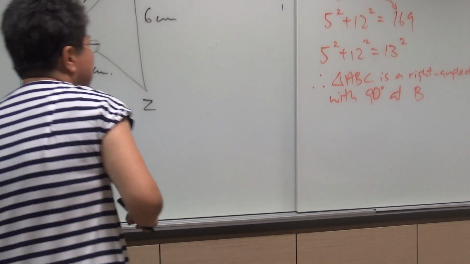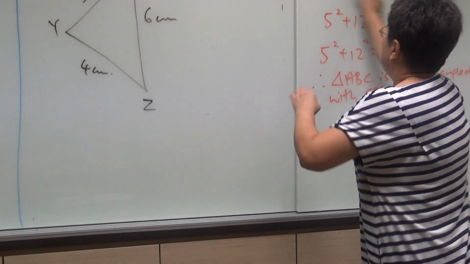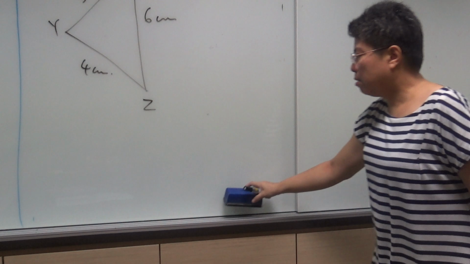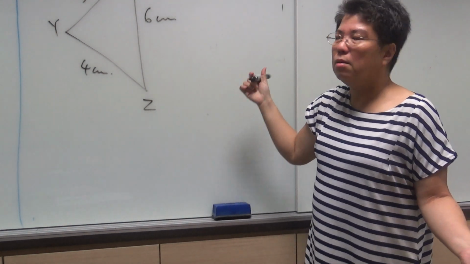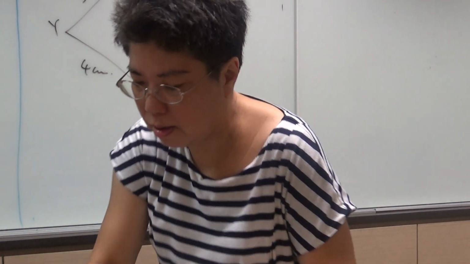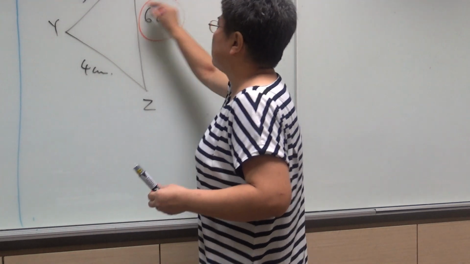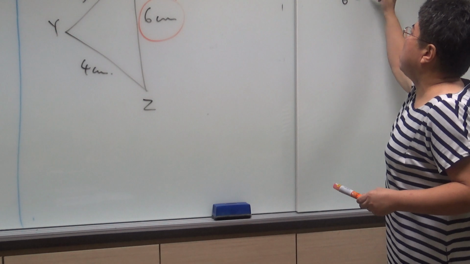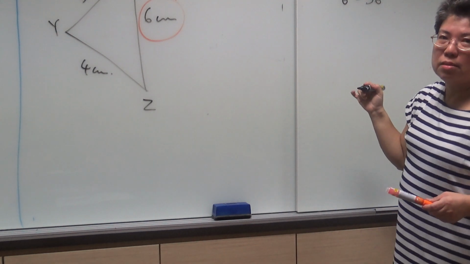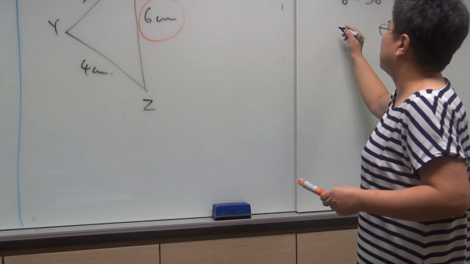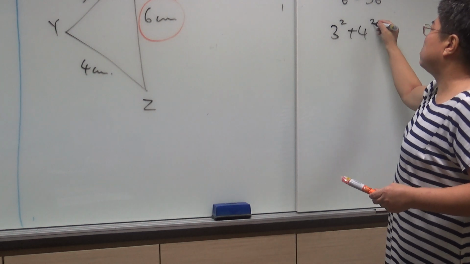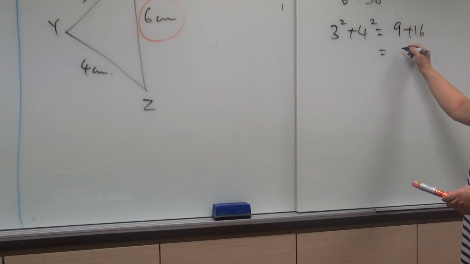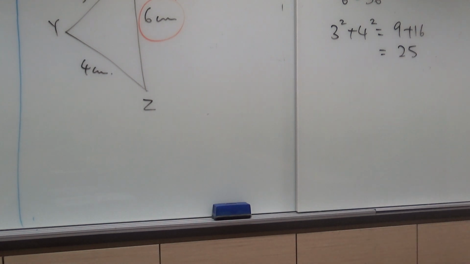Okay, can you tell me which one is the longest side according to the lengths here? Now, you realize that this 6 is actually the longest side. So, we go and do this. 6 square is 36. Okay, then the other two sides. 3 square plus 4 square. So, this is actually a 9 plus 16. Which is a 25. Okay?